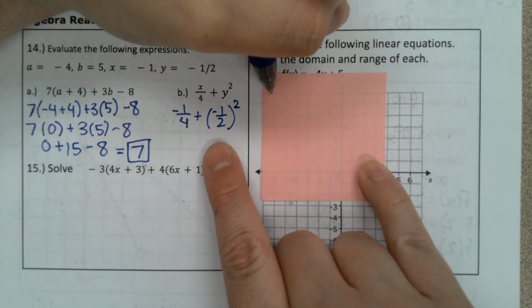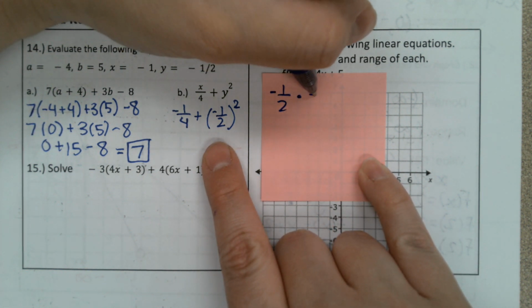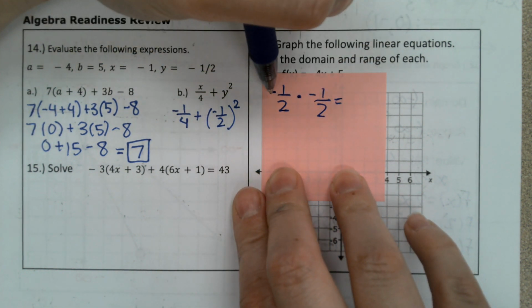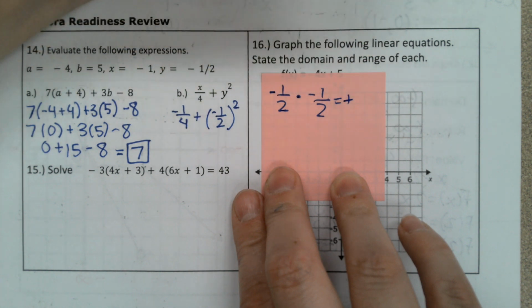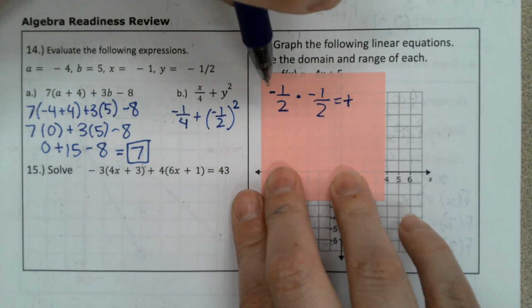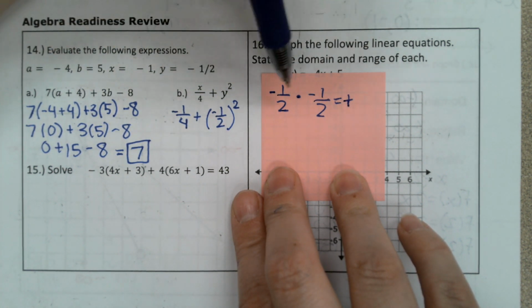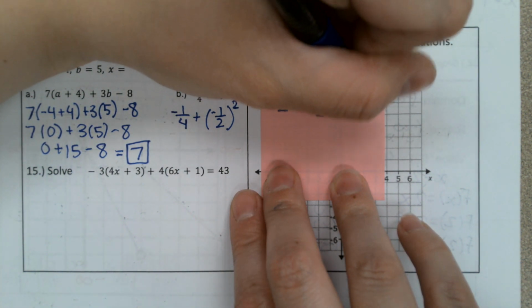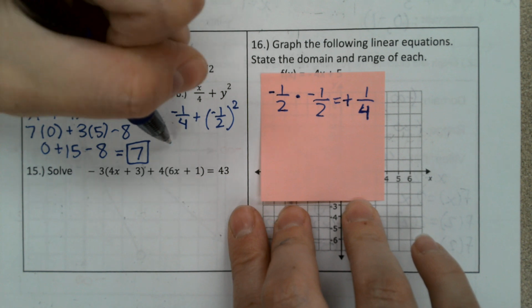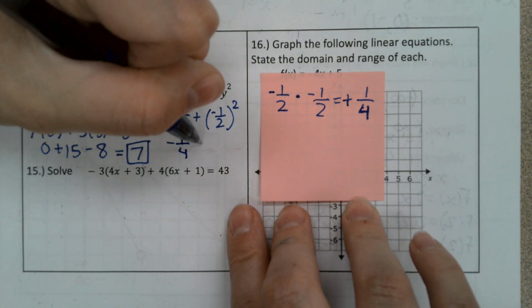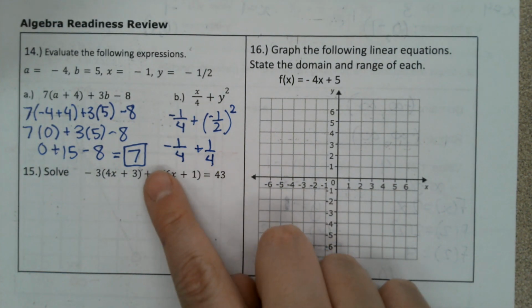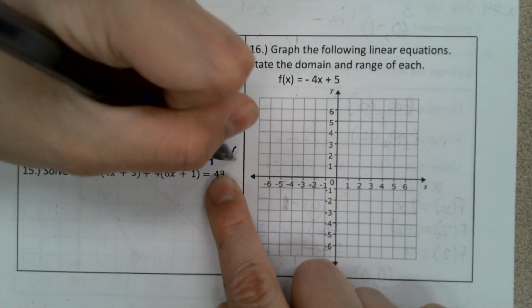-1/2 squared is the same thing as -1/2 times -1/2. We multiply two negatives, we get a positive, so this is going to be a positive number. And then you just multiply straight across. 1 times 1 is 1. 2 times 2 is 4. 1/4. So now I have -1/4 plus 1/4. -1/4 plus 1/4 is just 0.